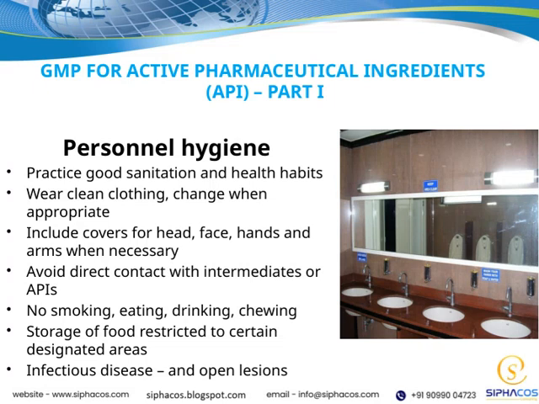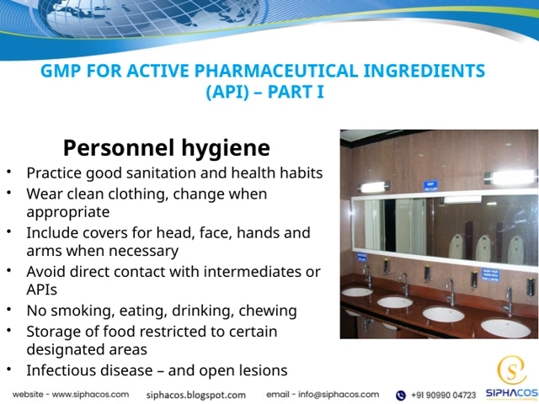Let's talk about personnel hygiene, which is a crucial part of maintaining quality and safety in our manufacturing environment. Practicing good sanitation and health habits helps prevent contamination and ensures product integrity. Wearing clean clothing is essential, and it's important to change when necessary, especially if you get dirty or after specific tasks. When required, don't forget to include covers for your head, face, hands, and arms to minimize the risk of introducing contaminants. Avoid direct contact with intermediates or active pharmaceutical ingredients. This is vital for maintaining their purity.